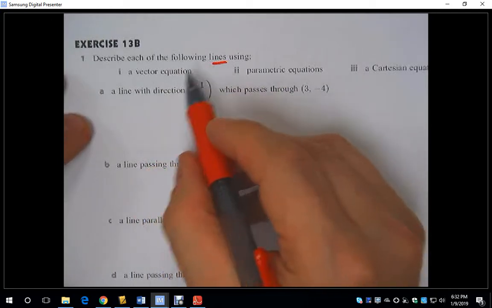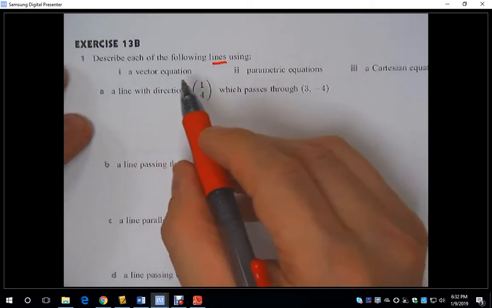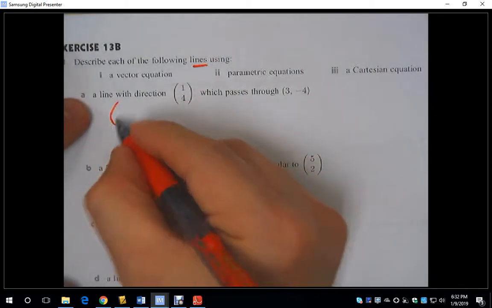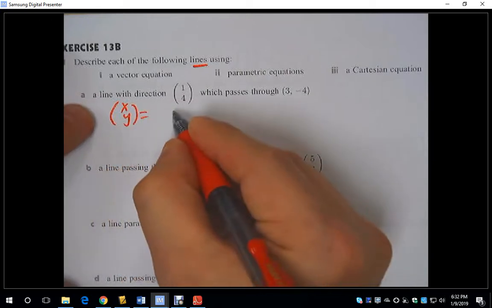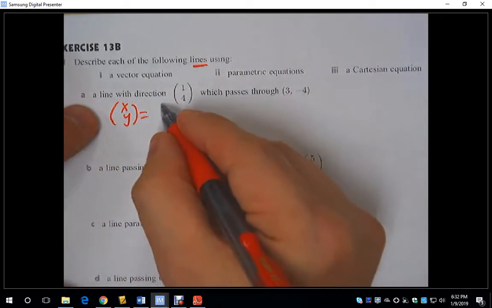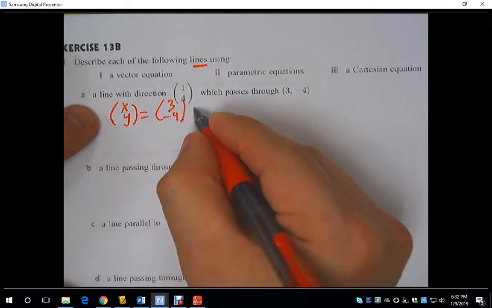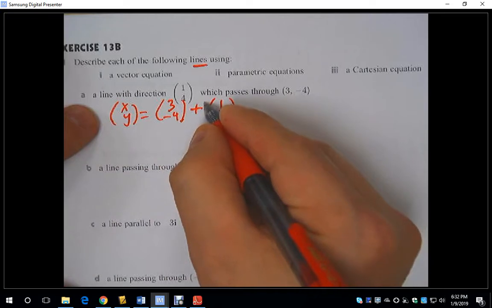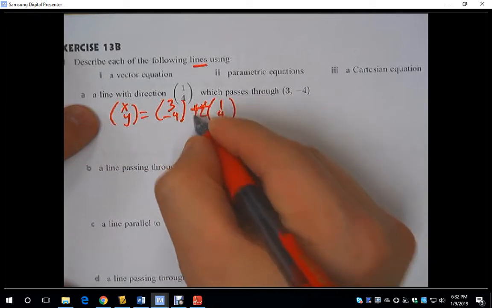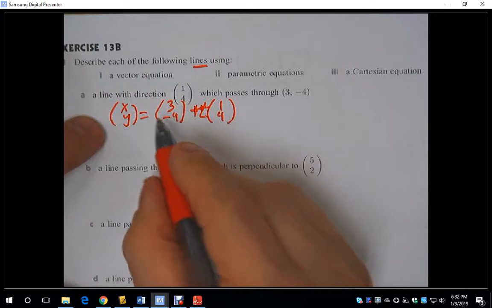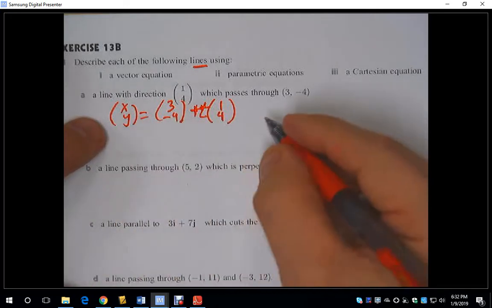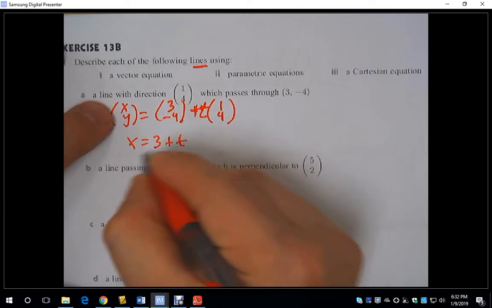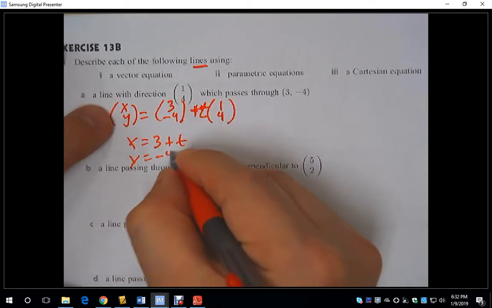and I want to rewrite this line in terms of a vector equation, a parametric equation, and a Cartesian equation. So, all right, I have (x, y), and that's going to equal my starting point here of (3, -4), and then I'm going to add that to my direction vector of (1, 4), and then put a t in front here. I think that's a little bit messy, but nevertheless, that is my vector equation. My parametric equations are going to be x equals 3 plus t, and y equals -4 plus 4t.